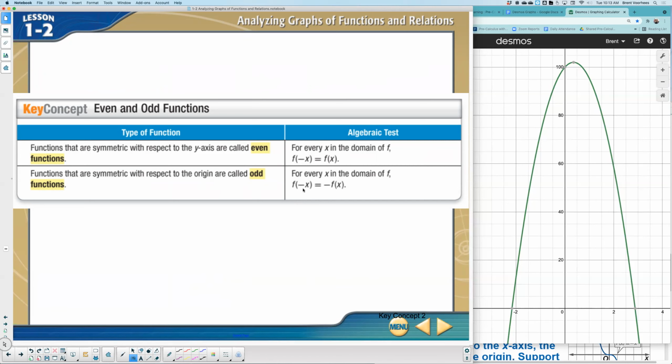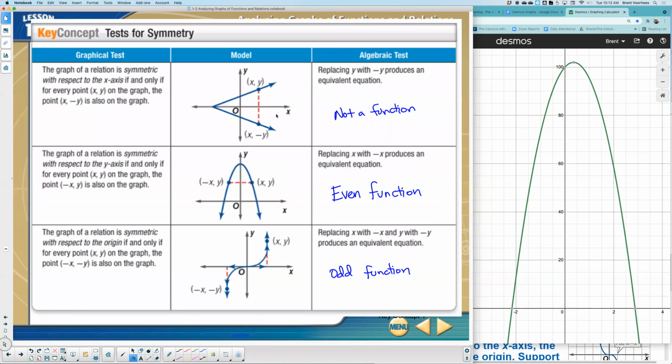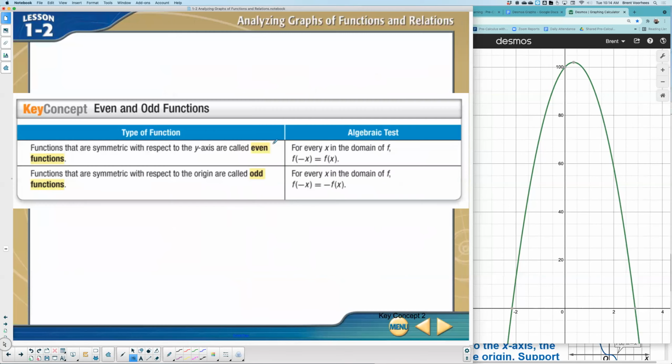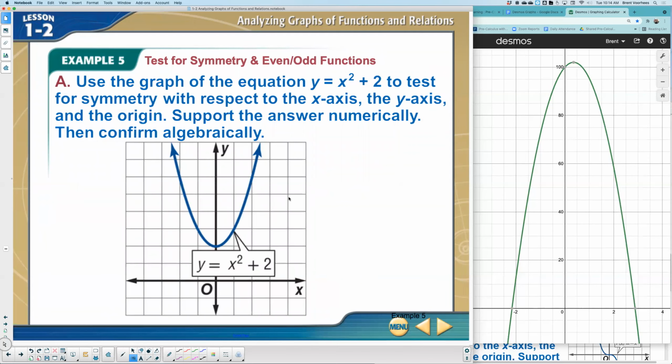What's going to happen to the x? Positive. So that's what they just showed you here. Even means only the x changes. Odd means both x and y change. Symmetry with respect to the x-axis is when only the y changes. But you couldn't use function notation because, once again, it's not a function. So it's not there.